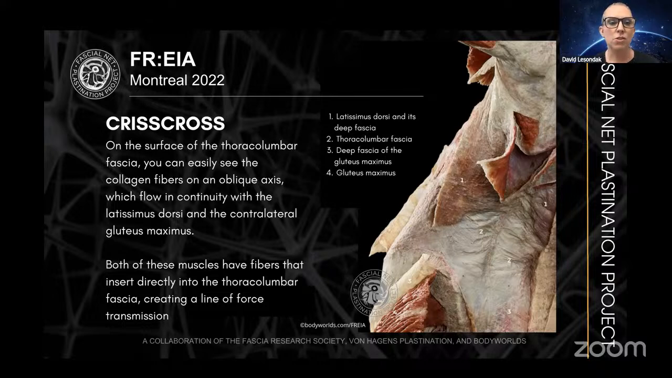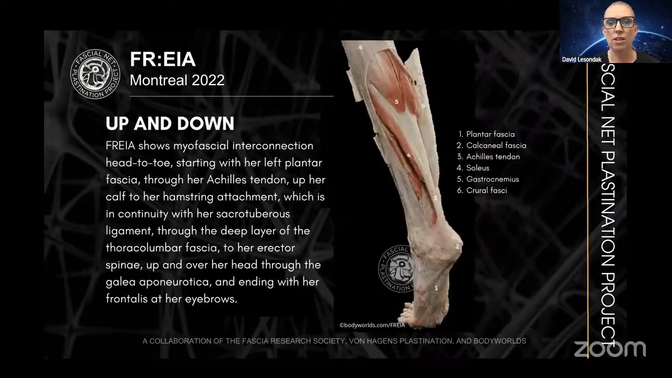Both of these muscles have fibers that insert directly into the thoracolumbar fascia, creating a line of force transmission that is continuous and without interruption, even though the muscles are considered separate. You start to see how they're connected. Even more so, we go up and down the full length of the body and we see that superficial back line, like we were talking about again, as proposed by the Anatomy Trains concept. Freya shows these myofascial interconnections head to toe.